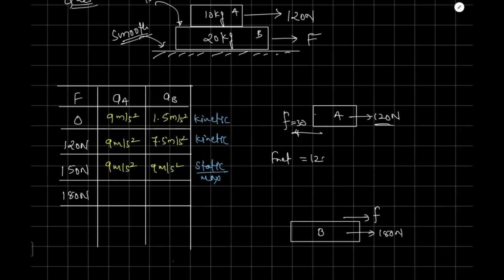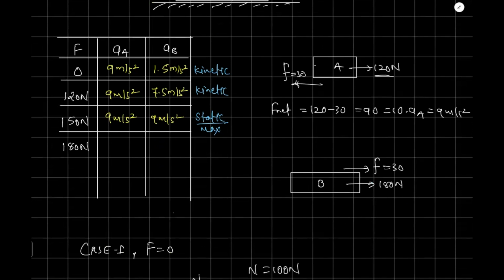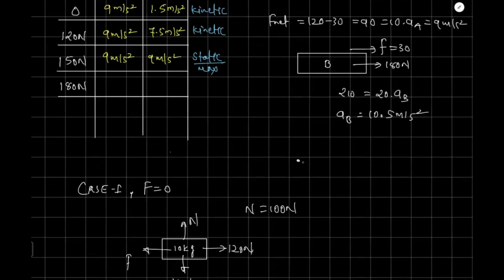It's 120 minus 30, that is 90, and we'll get acceleration again as 9 meter per second square. But if you see object B, what happened with this one? For object B, you will see the net force acting on this one is 210 Newton, and let's say the mass of this one is 20 and the acceleration is that of B. So the acceleration of B is how much? 10.5 meter per second square. If you see here, this is the acceleration of B, that is 10.5 meter per second square. And here, the acceleration of A is 9 meter per second square.